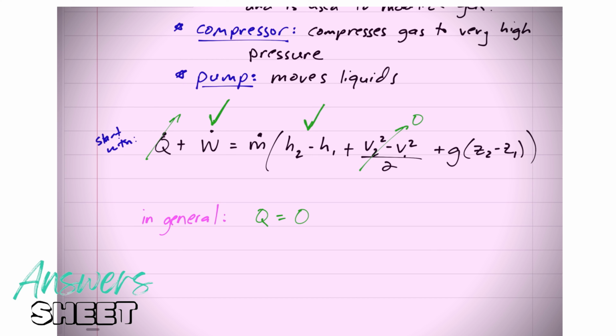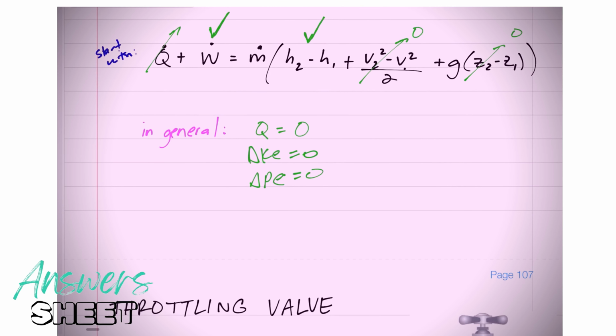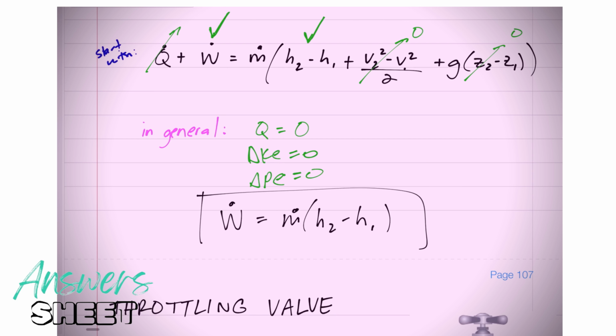If it doesn't tell you, in general, the device doesn't really increase or decrease the speed of the fluid going through there, at least not very much, and it probably doesn't change the height unless we're told. So in general, the change in kinetic energy is 0, change in potential energy is 0, usually. So usually the work, the power, is m dot times (h2 minus h1).